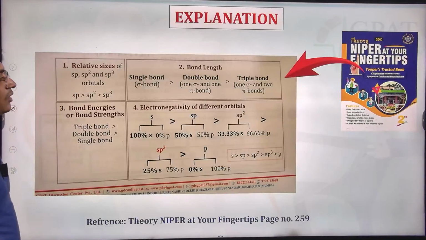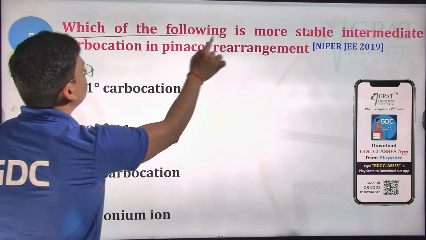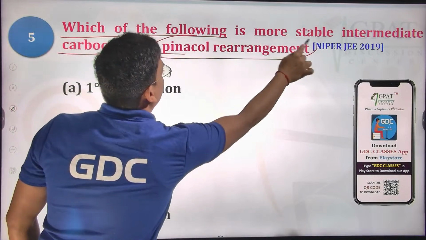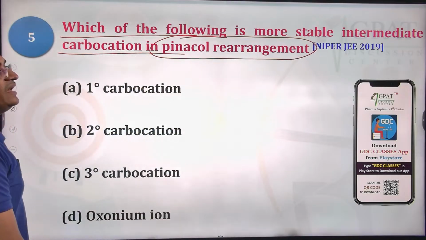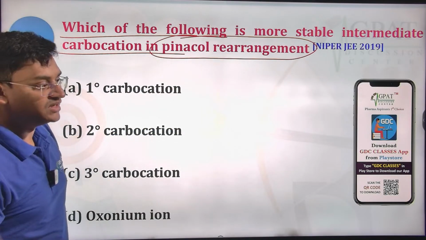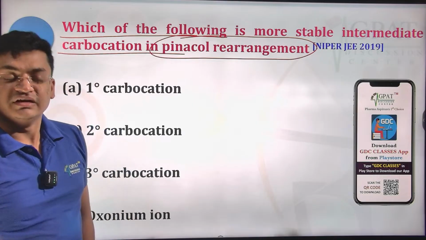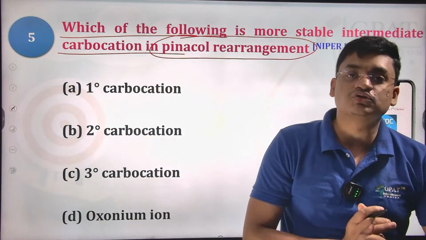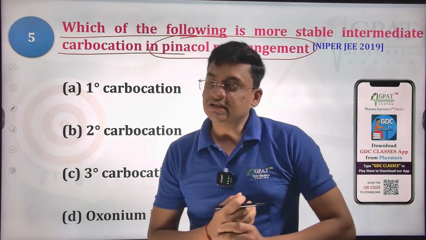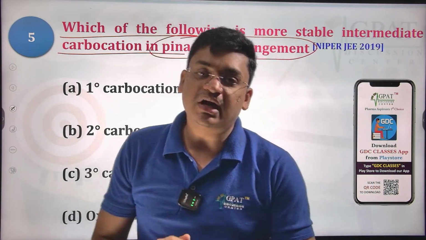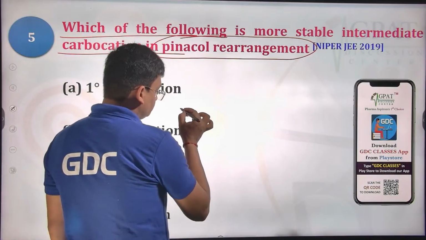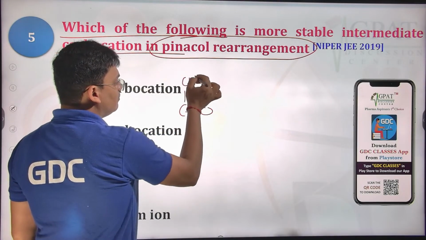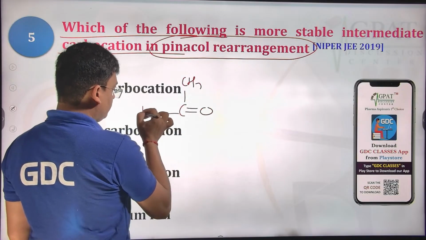Moving ahead with the next question, which of the following is the more stable intermediate carbocation in pinacol rearrangement? Pinacol rearrangement is a name reaction, that is related to the compounds of ketones. When acetone is treated with Mg-Hg, we are going to see a pinacol. Basically, we are having C double bond O, CH3 and CH3.